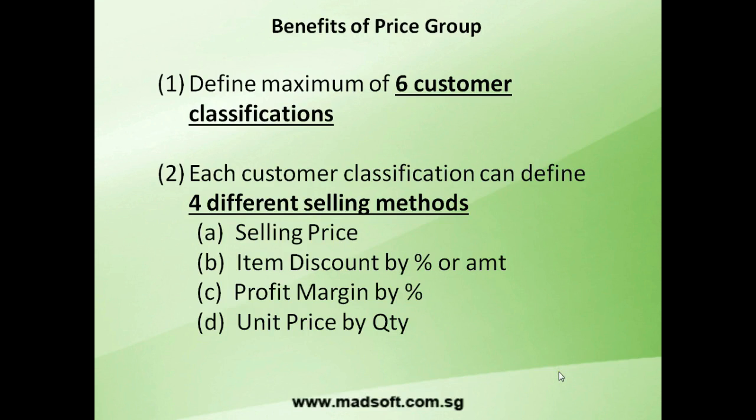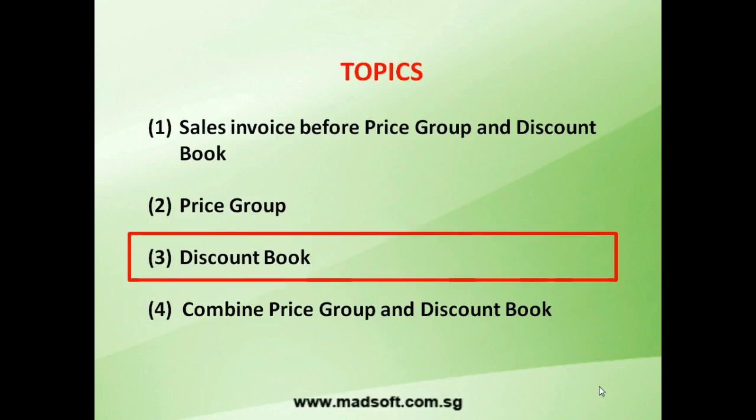The benefits of the price group feature is number 1, it can define a maximum of 6 customer classifications. Benefit 2, each customer classifications can define 4 different selling methods, namely the selling price, the item discount by percentage or amount, profit margin by percentage, or unit price by quantity. Next, let's go to the discount book feature.